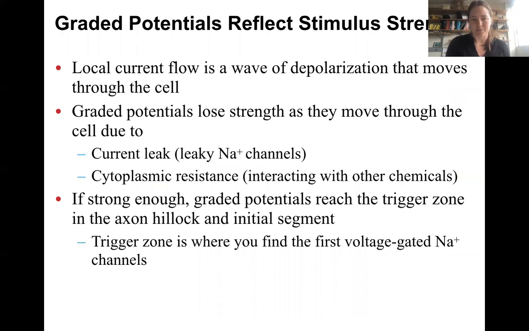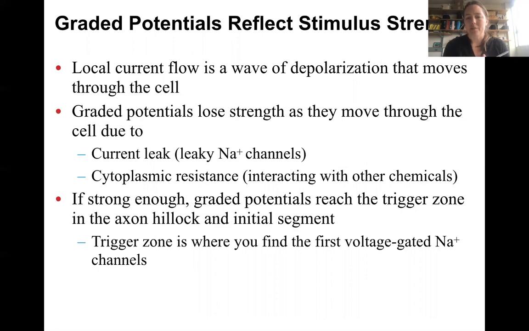So the graded potentials reflect those aspects. They're going to reflect how strong the stimulus was. In other words, how much neurotransmitter is released, which largely reflects how many times that presynaptic neuron is firing and releasing neurotransmitter. So you have a local current flow that's kind of a wave of depolarization that moves through the cell, and that loses strength as it dissipates throughout the cell, as I mentioned before.